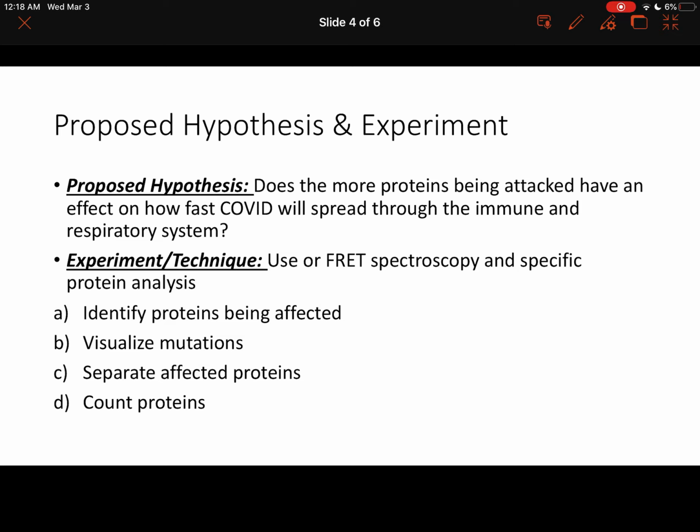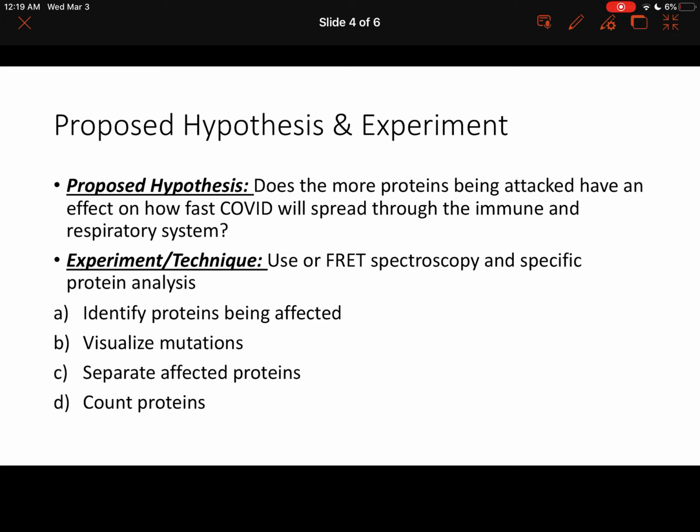So for this experiment, I would want to use FRET spectroscopy and specific protein analysis. Why? I would want to identify the proteins being affected. I would also want to visualize the mutations. I would want to separate those affected proteins and count the proteins. By counting the proteins and also looking at how the patient's respiratory and immune system is doing, I would have an idea of how fast it's spreading.